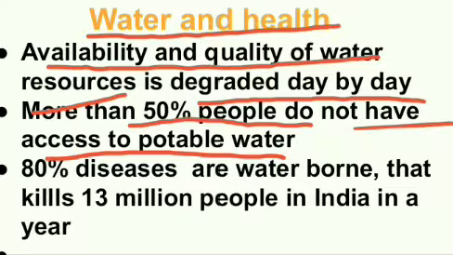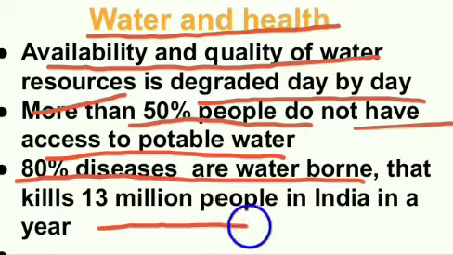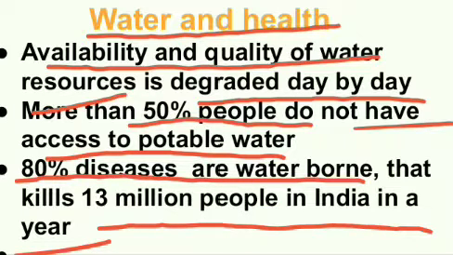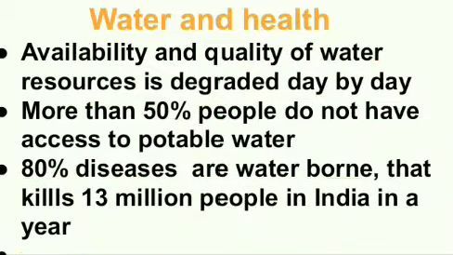Of the total diseases, 80% are waterborne, caused due to the discharge of pollutants in our water bodies. It means 80% of diseases are caused due to pollution, and this pollution kills 13 million people in India in a year. So there is a huge loss of life which is caused due to water pollution in India. India is losing more than 13 million people in a year due to water pollution. So this is the huge loss of life which is caused due to water pollution.